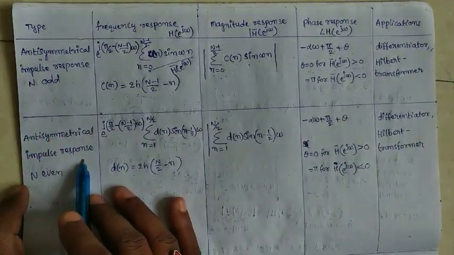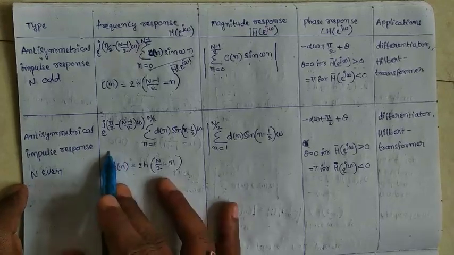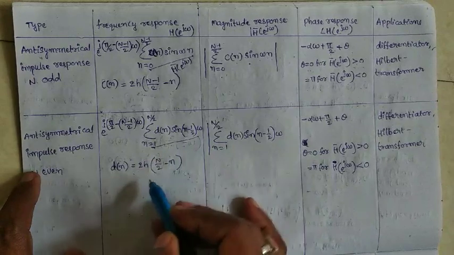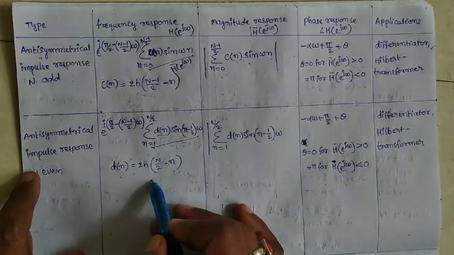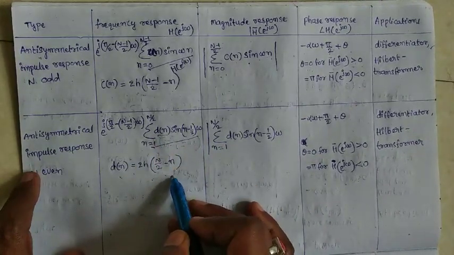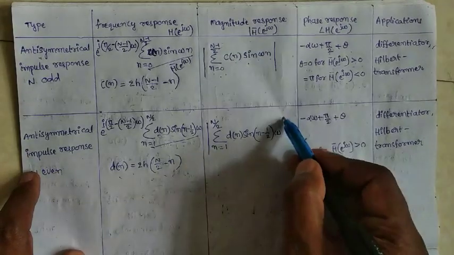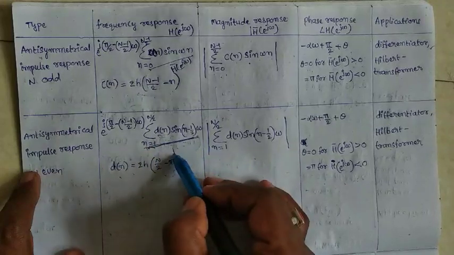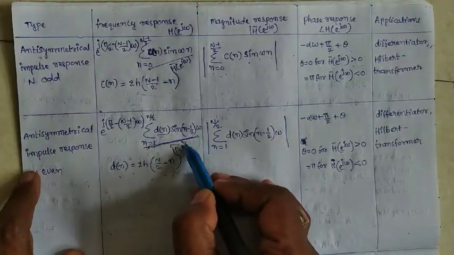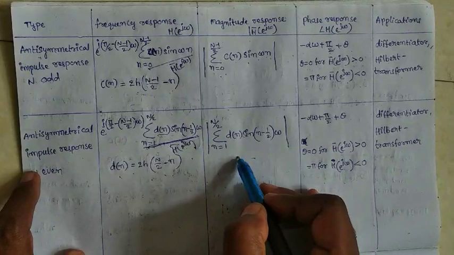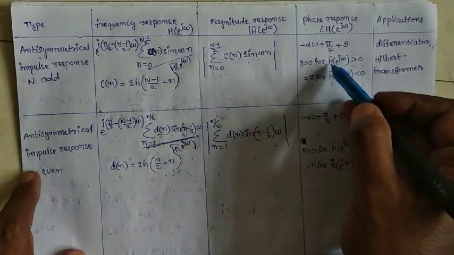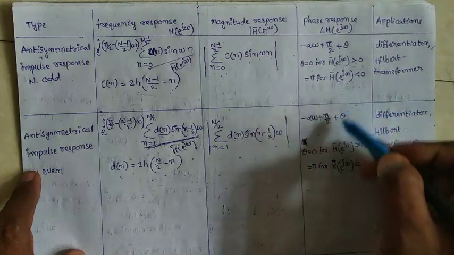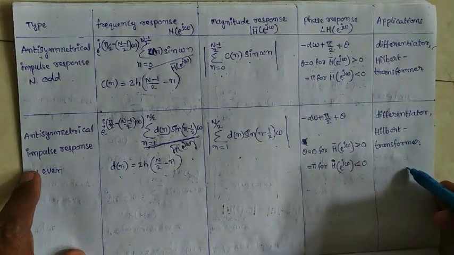Here for anti-symmetrical impulse response, capital N even, this is the frequency response. Here this indicates H bar of e power j omega. How to calculate the d n? It is 2 into h of N by 2 minus n. Now determine the magnitude response: magnitude of H bar of e power j omega is the magnitude response. The phase response is the same as for anti-symmetrical impulse response, capital N odd. Applications are also the same.